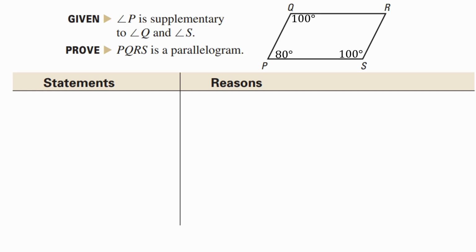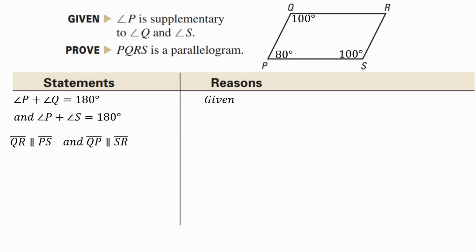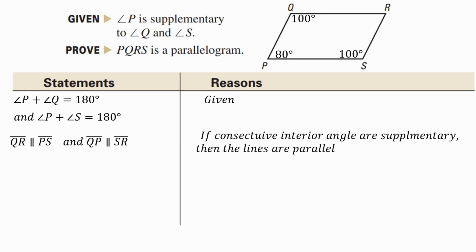So I can say that angle P plus angle Q is equal to 180, and angle P plus angle S is equal to 180. That's just given. That's the first part. Then I can say that line QR is parallel to line PS, and I can also say that line QP is parallel to SR, because the consecutive interior angles are supplementary, so the lines are parallel.